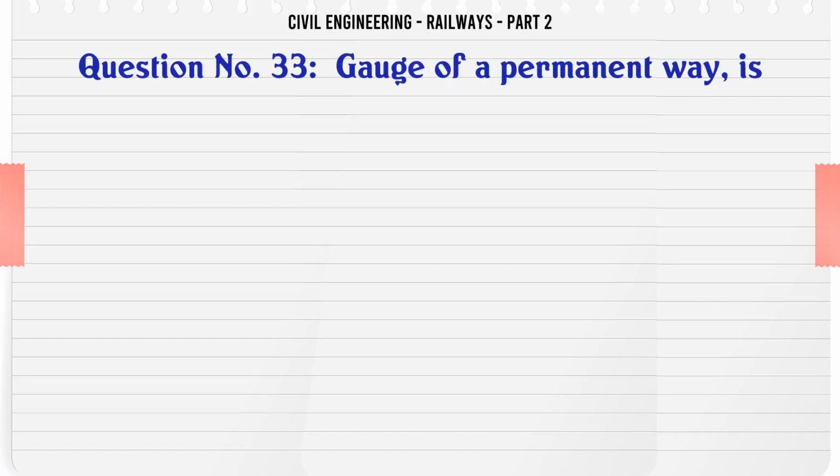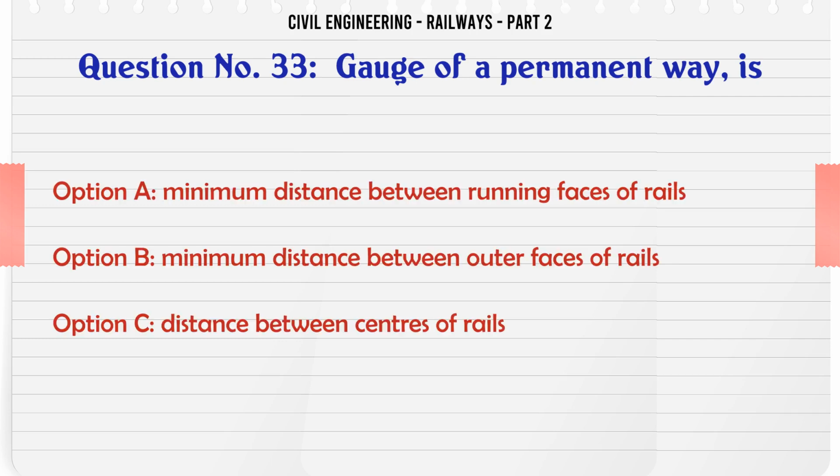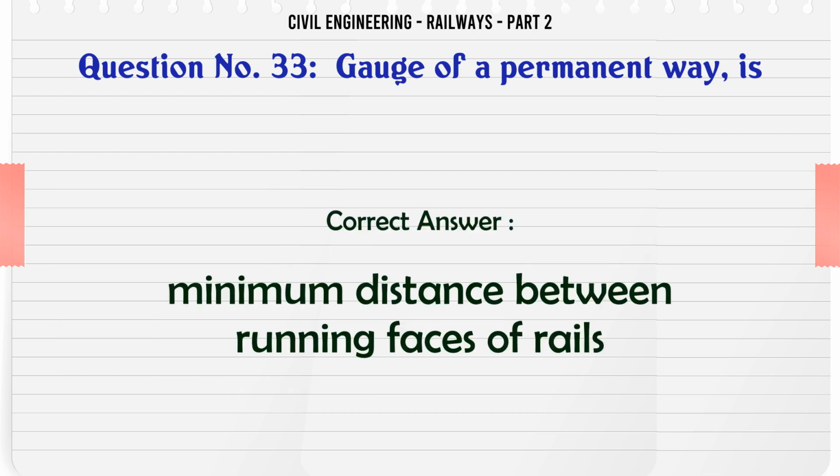Gauge of a permanent way is A. Minimum distance between running faces of rails, B. Minimum distance between outer faces of rails, C. Distance between centers of rails, D. Width of formation. The correct answer is minimum distance between running faces of rails.